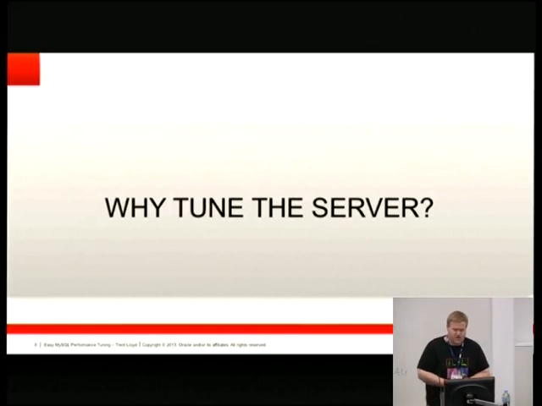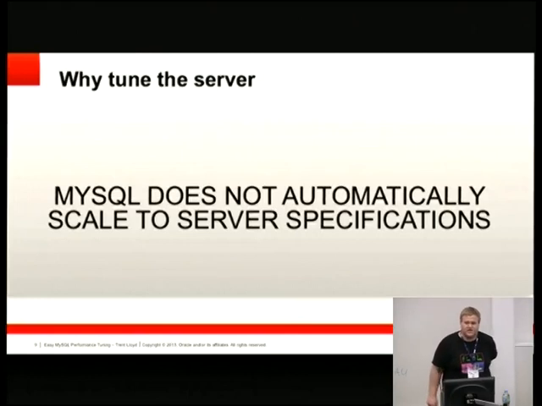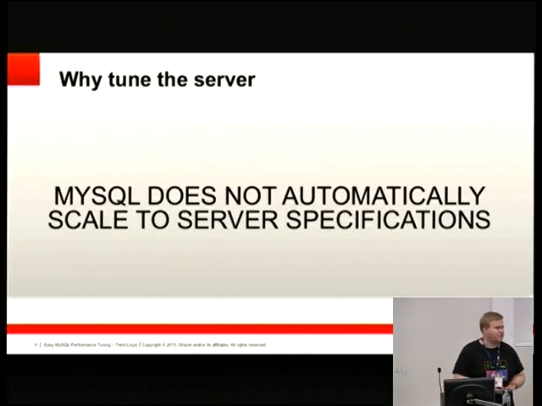So why do we want to tune MySQL? Well, the fundamental reason is that MySQL does not automatically scale to server specifications. When it starts up, it doesn't look at the host and say, how many CPUs have we got, how much RAM have we got, and try to figure out some of the best settings to use to take advantage of those resources. Yes, a question?